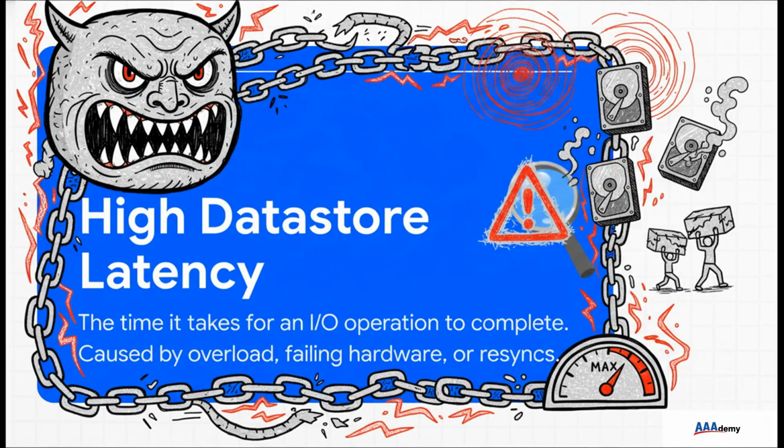And of course, we have to talk about storage. The number one villain here is high datastore latency. In plain English, this is the time it takes from when your app asks for data to when it actually gets it. When that delay gets too long, whether it's from overloaded disks or a hardware issue, your applications will feel it. They will absolutely crawl.